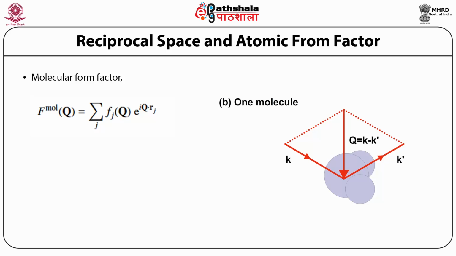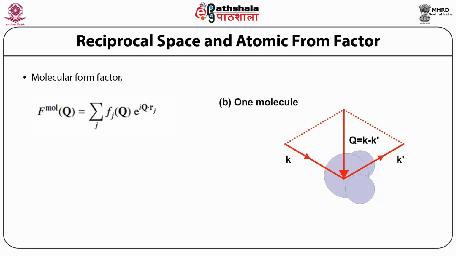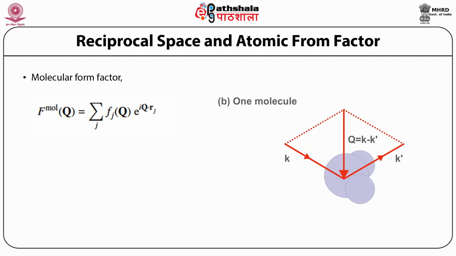So the different atomic form factors are added up by multiplying by a proper phase factor. It is important because when you are talking about interference, this is the amplitude you need to talk about, and this molecular form factor is an amplitude. So that tells us how we need to add up the atomic form factors in a given molecule.